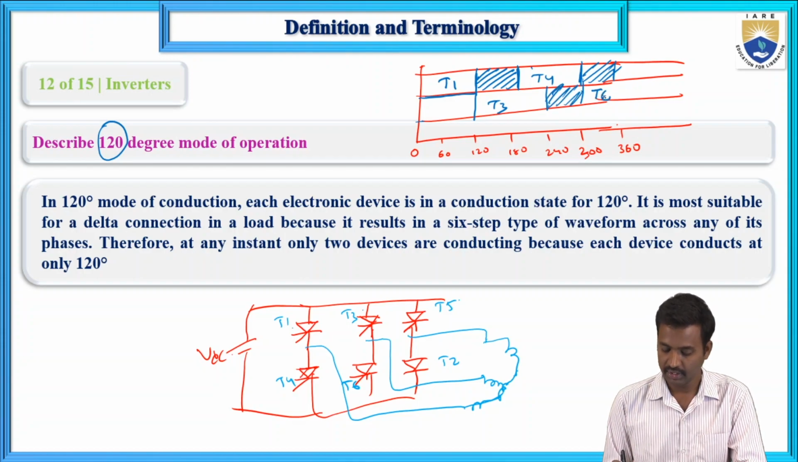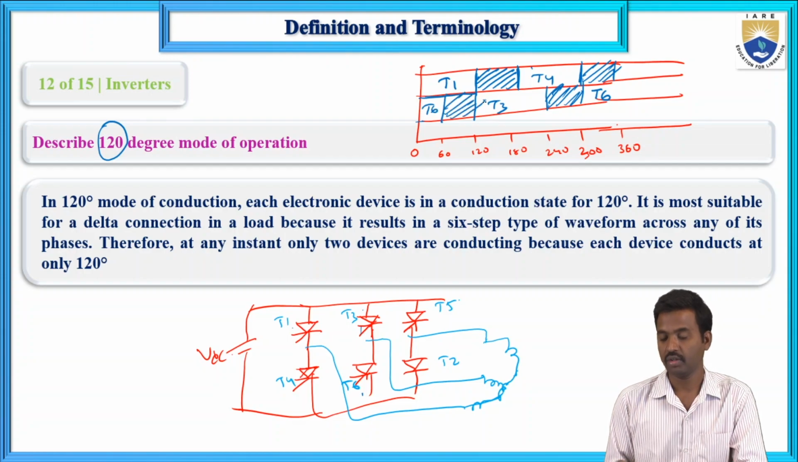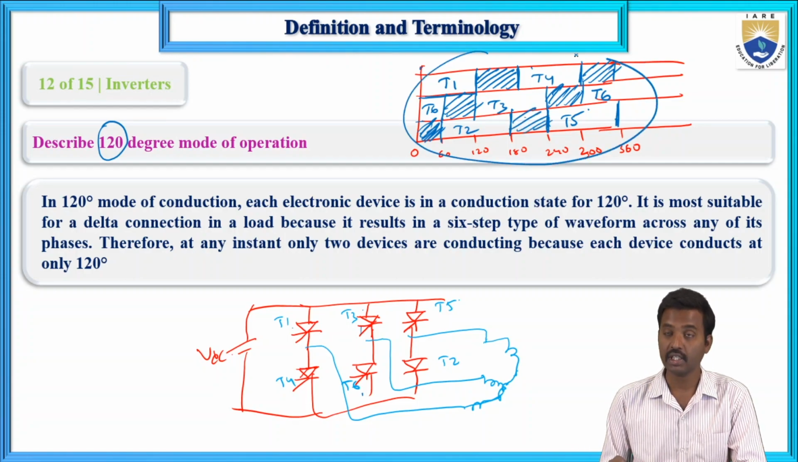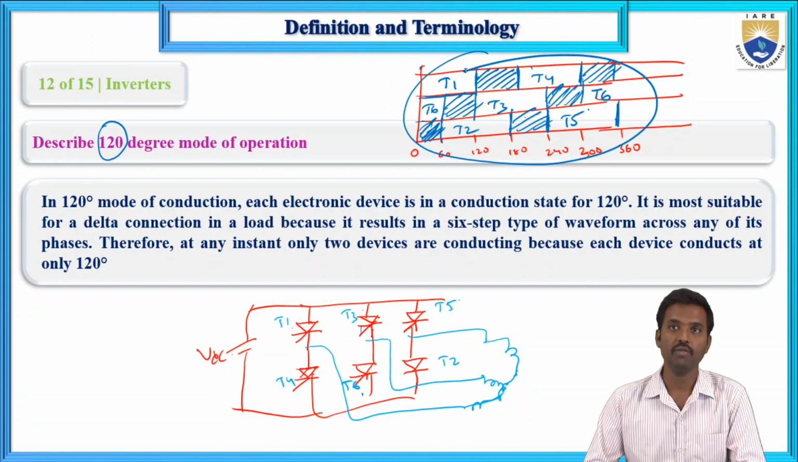And next this is T6. Next thyristor is T6, for 60 degrees, and then it will not work. And after that, next case T5. T5 will operate at 240 plus 120, and next here it will not work. And next T2 will operate and conduct, and then it will not work. So this is the control scheme of the 120 degrees mode of operation.